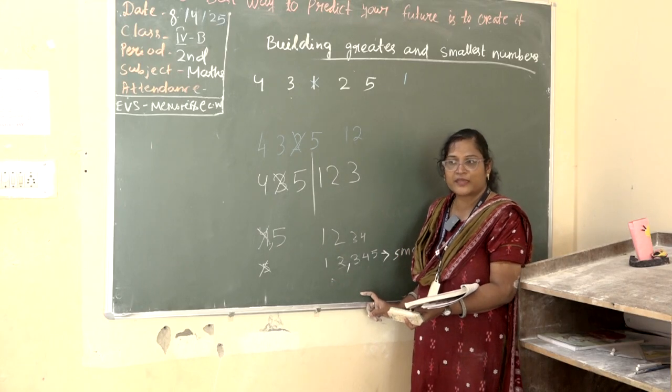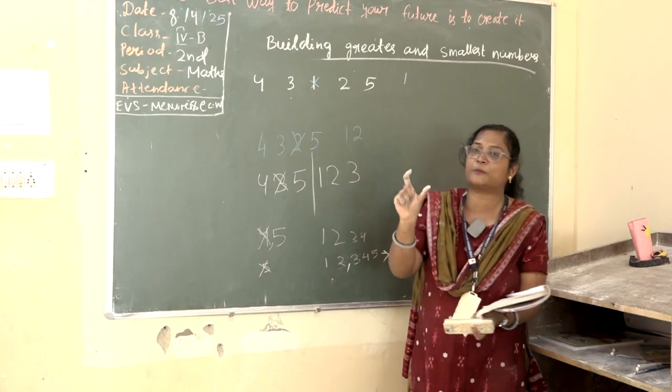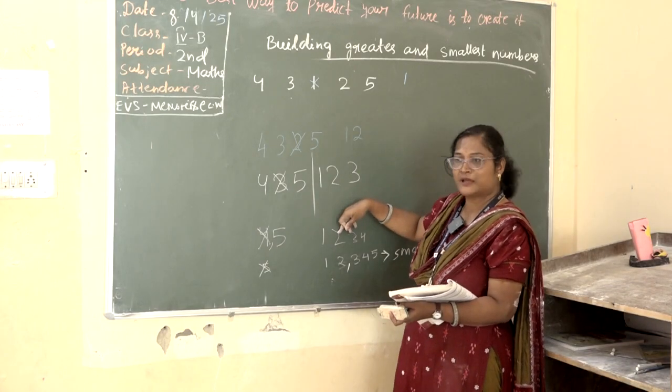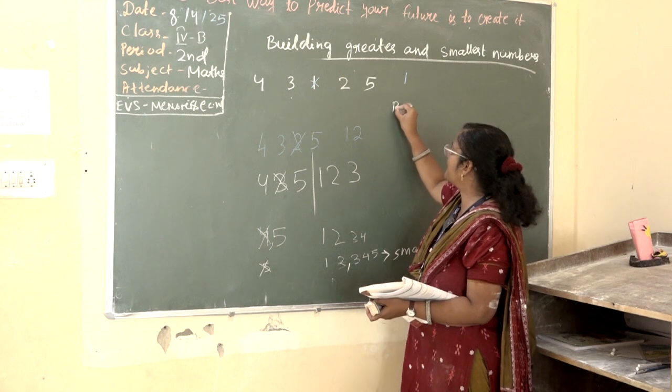12,345. You have to give the comma to read the number properly. Now you will write in ascending order. This is the smallest number you have to find. After that, you will find the biggest number.